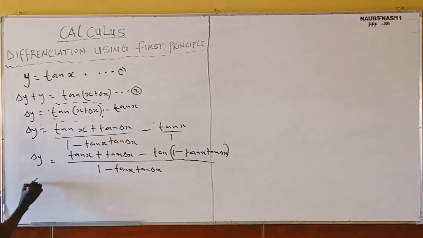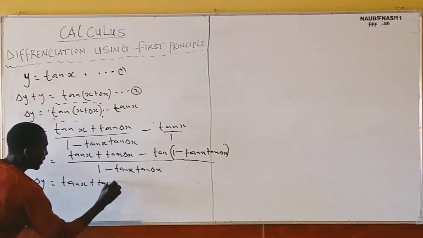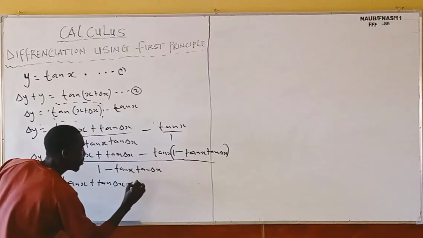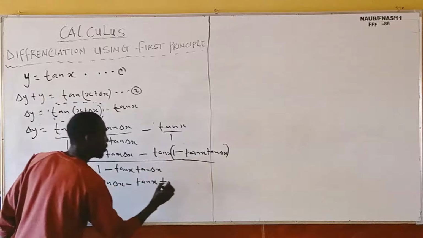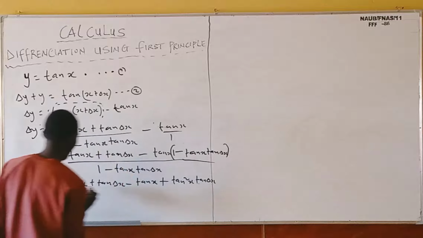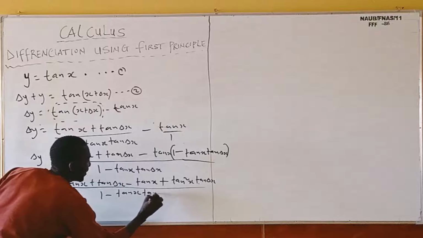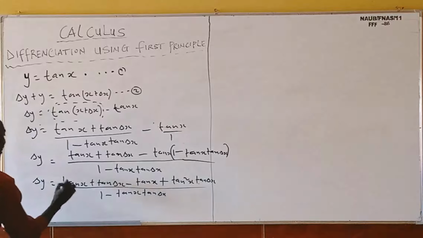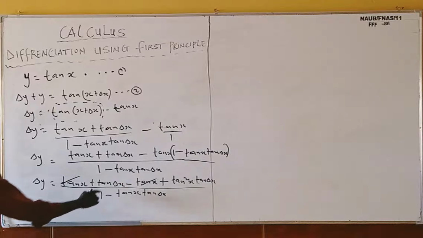So now change in y will be equal to tan x plus tan change in x minus tan x times 1, which is going to give us tan x. Minus times minus is plus. Tan x times this is going to give us tan squared x tan change in x, all over 1 minus tan x tan change in x. I hope you are following. So from here you will notice that tan x will cancel out tan x, because tan x minus tan x is nothing but 0. So we are left with tan change in x.